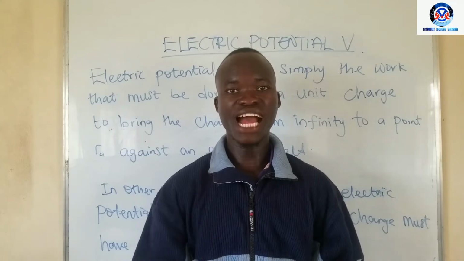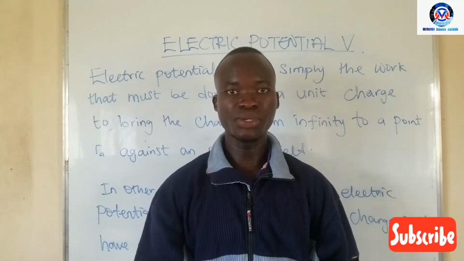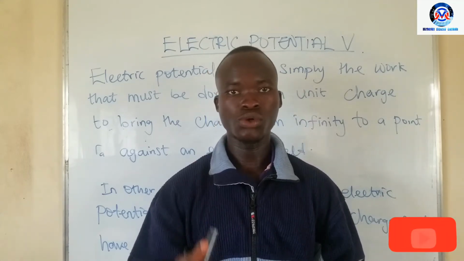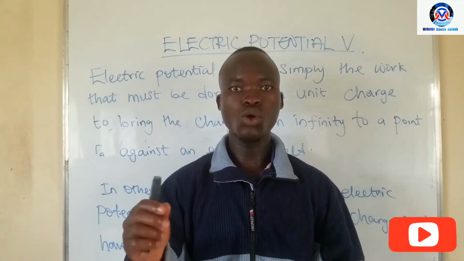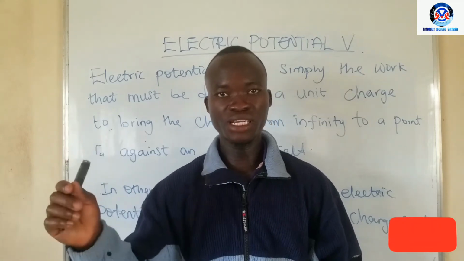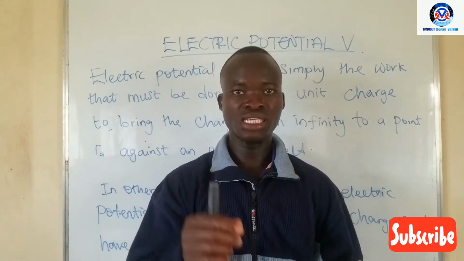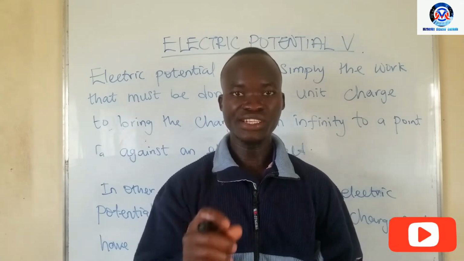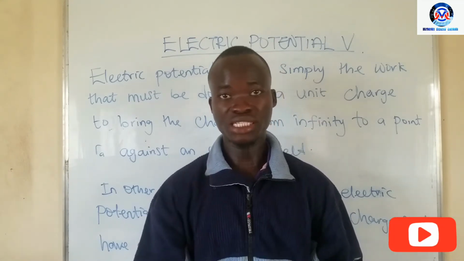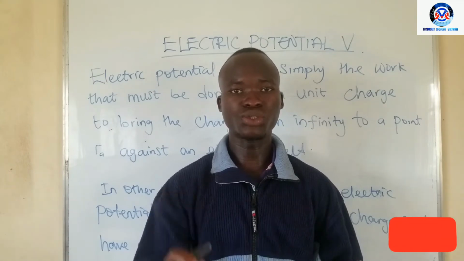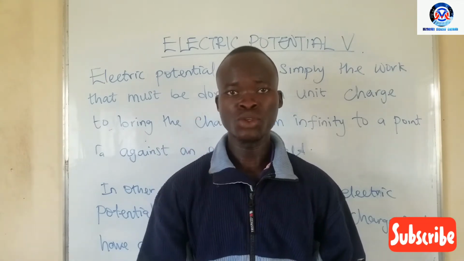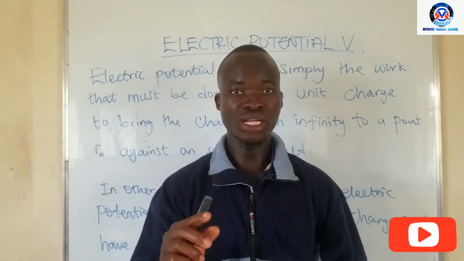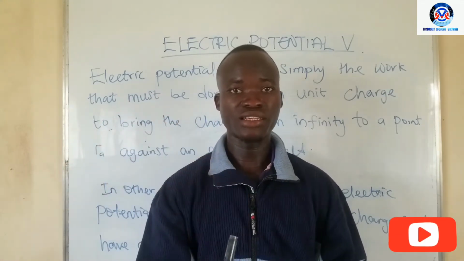Electric potential at a point is simply the work that must be done on one coulomb of charge to bring the one coulomb of charge from infinity to the point against an electric field. Let me come again. Electric potential at a point is simply the work that must be done on one coulomb of charge to bring the one coulomb of charge from infinity to a point against an electric field.